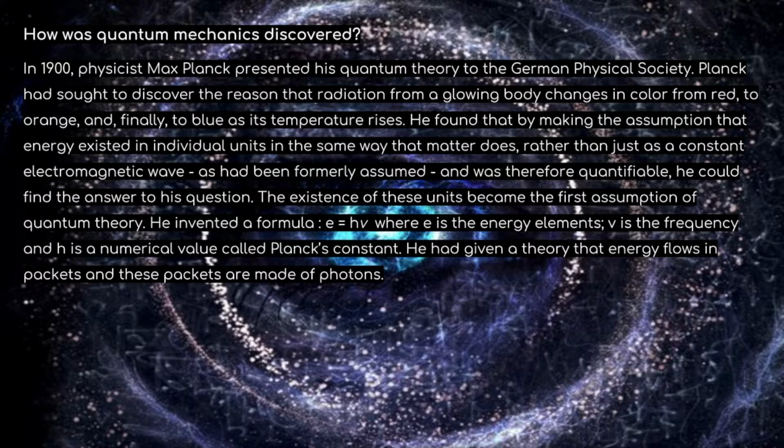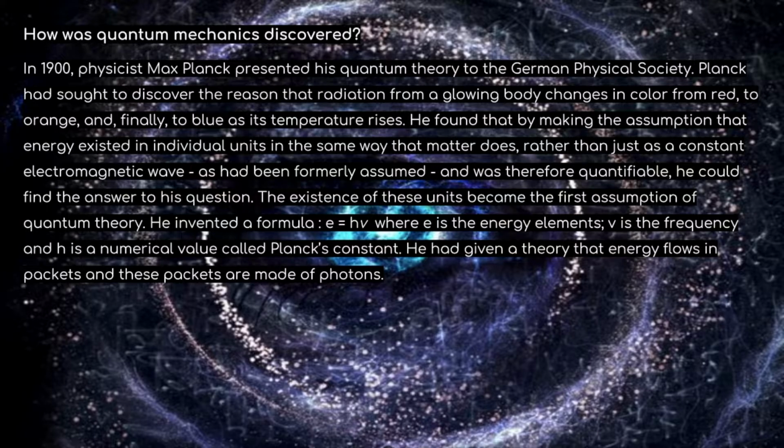In 1900, physicist Max Planck presented his quantum theory to the German Physical Society. Planck had sought to discover the reason that radiation from a glowing body changes in color from red to orange and finally to blue as its temperature rises. He found that by making the assumption that energy existed in individual units in the same way that matter does, rather than just as a constant electromagnetic wave, as had been formerly assumed, and was therefore quantifiable, he could find the answer to this question.